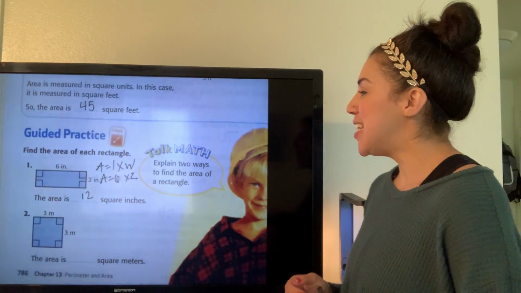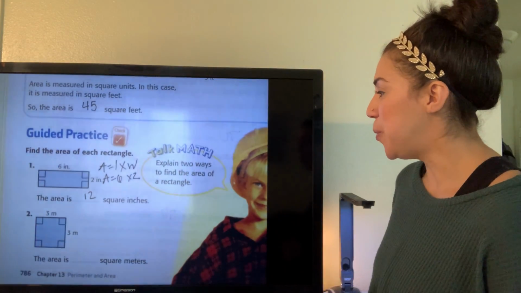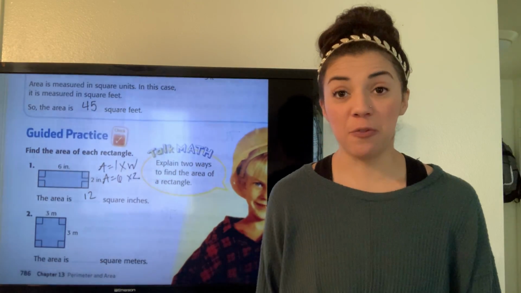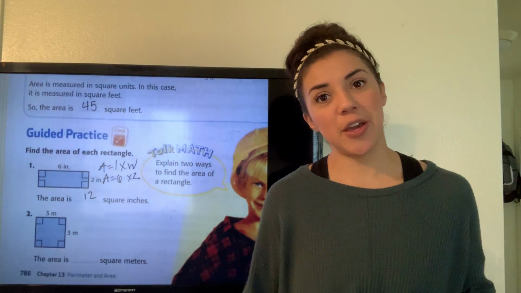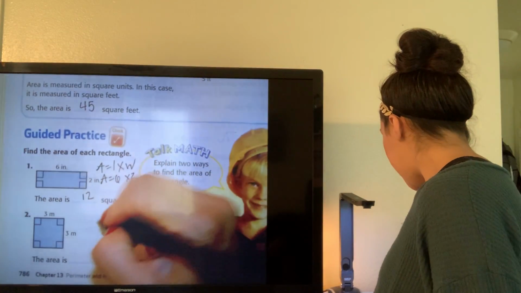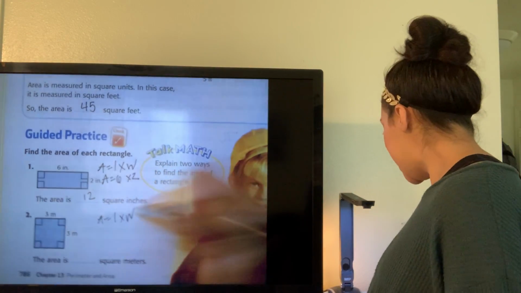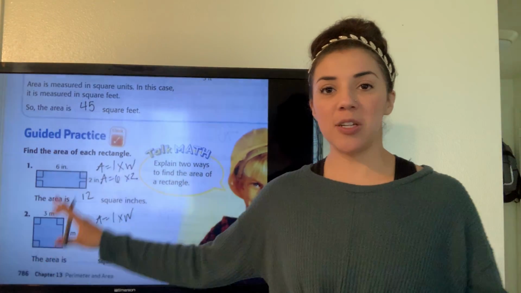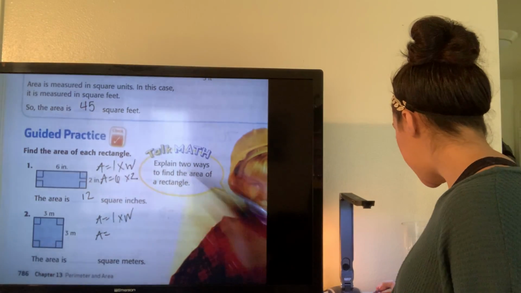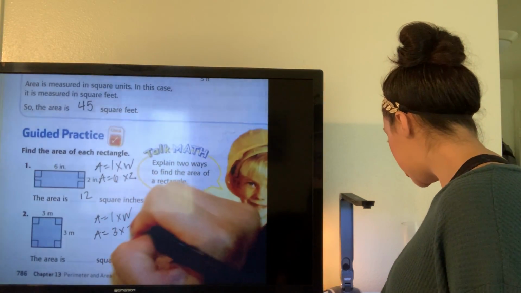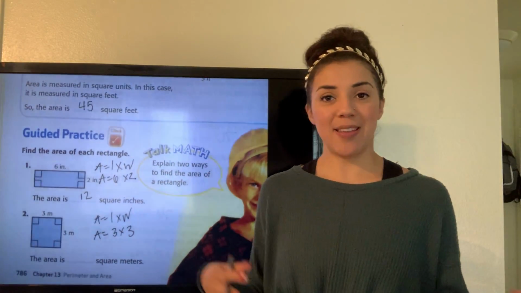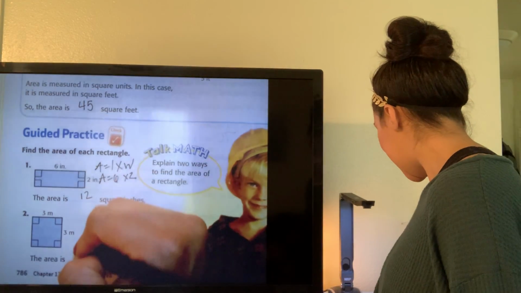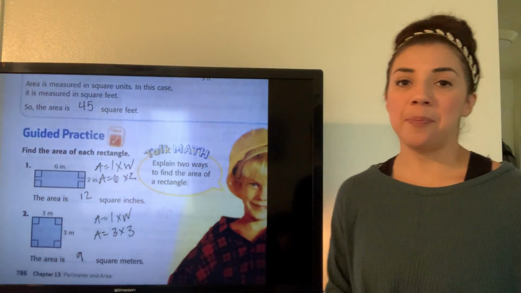Looking at guided practice number 2, I'm going to do the same thing just because it helps me memorize the formula, and it helps me solve the equation. If area is equal to length times width, I'm going to just replace the letters with my numbers. So that would be 3 times 3. And I know that 3 times 3 equals 9. And so the area is 9 square meters.